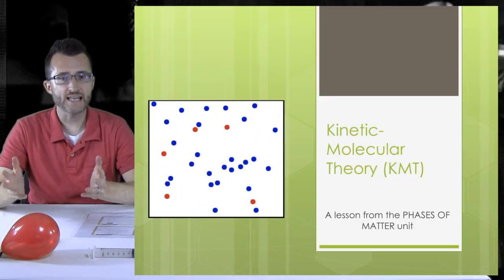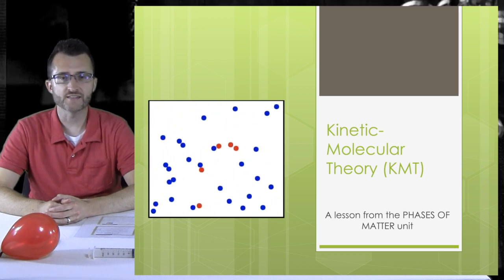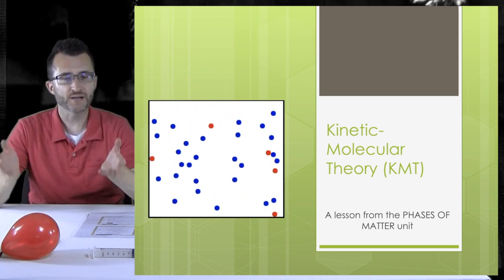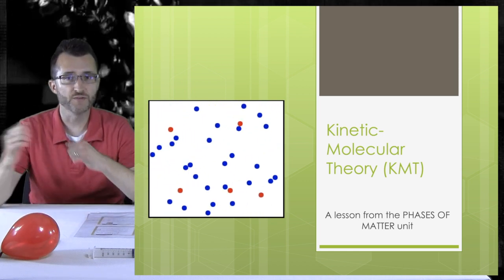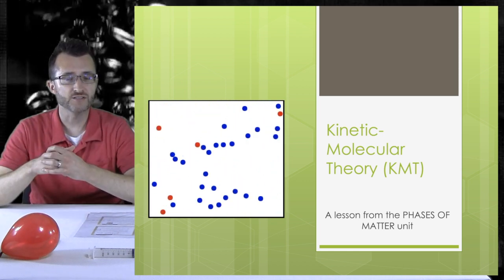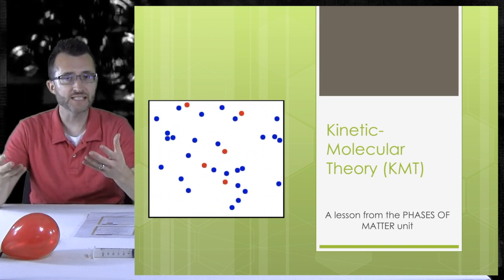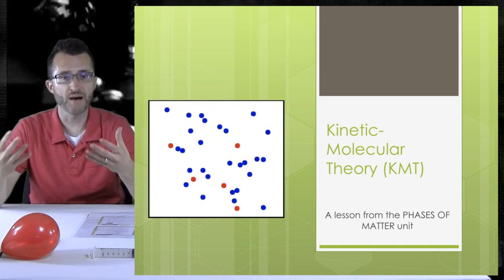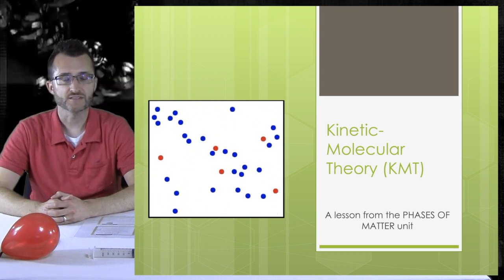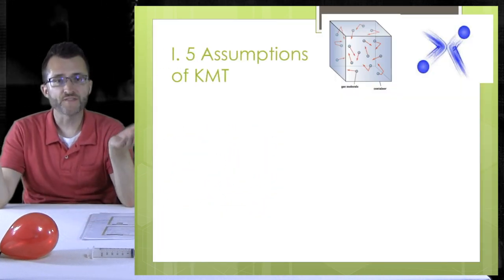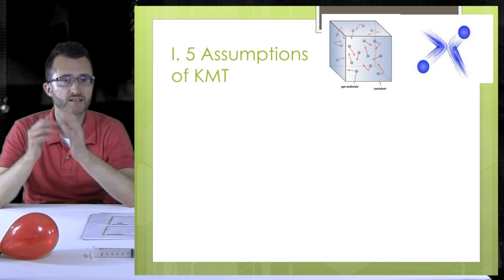Kinetic-Molecular Theory, or KMT, a lesson from the phases of matter unit. Let's actually break down these two words, kinetic-molecular. Kinetic has to do with motion, molecular has to do with molecules. So KMT has to do with the motion of molecules, just like what we see in the animation to the left. Okay, we're going to begin with the 5 assumptions of KMT and a couple of side notes.